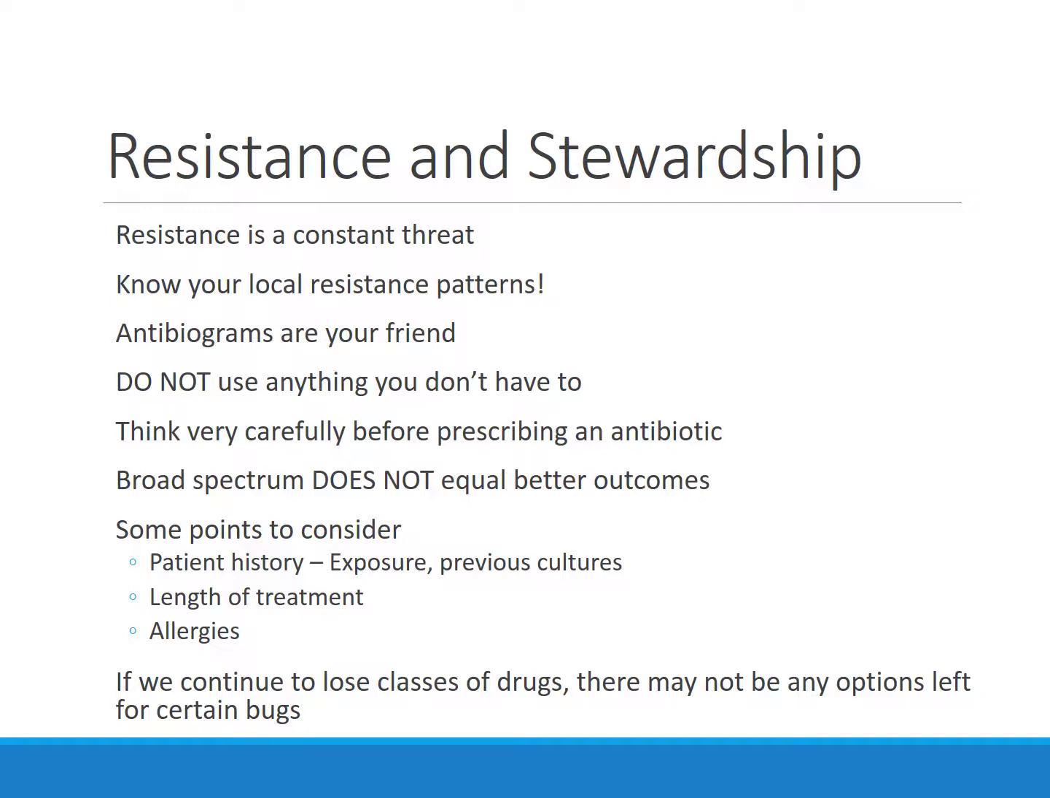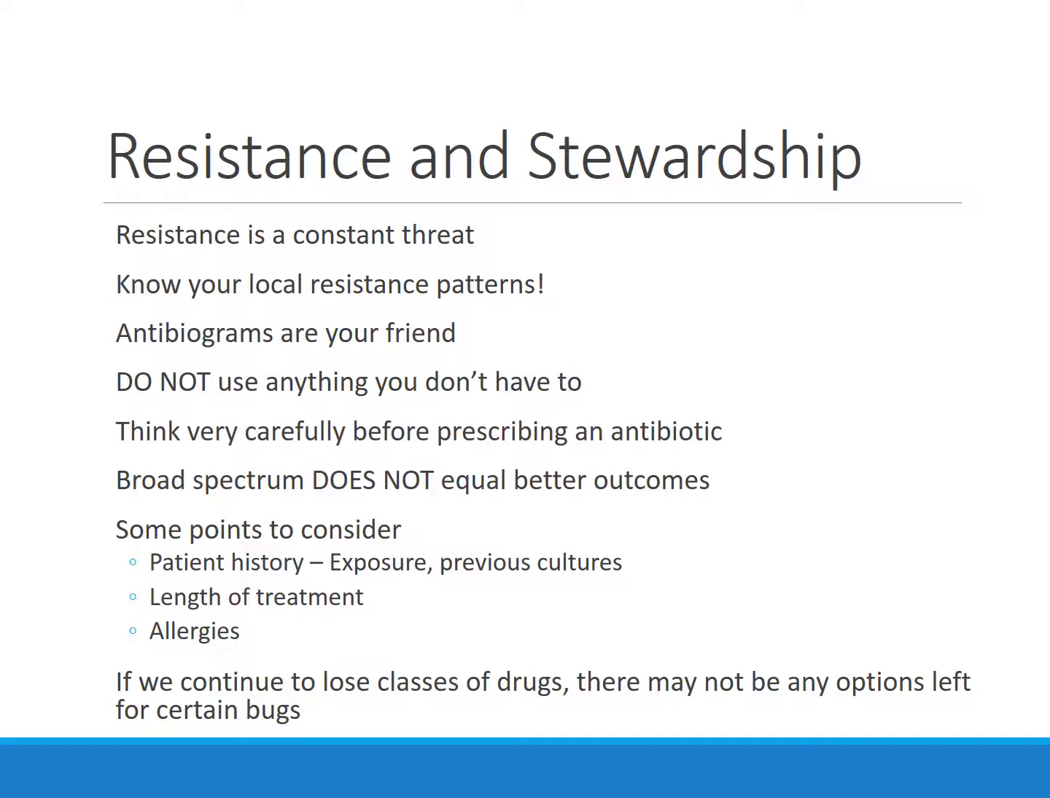And the same thing goes for broad spectrum agents. Don't prescribe something broad spectrum just because you think it'll get better coverage. Prescribe something that's appropriate. There's definitely appropriate situations where broad spectrum agents are warranted, but if they aren't, and if you can get by with something narrow spectrum, you definitely want to try that.